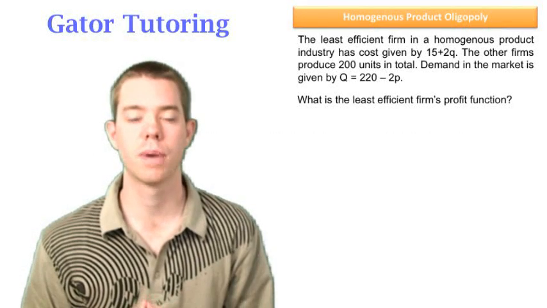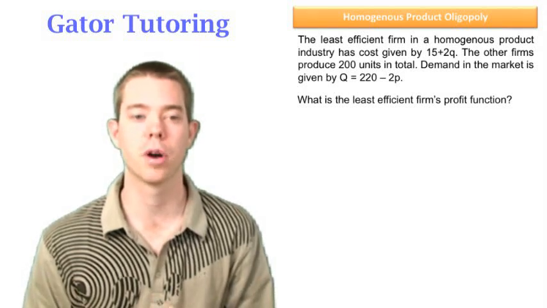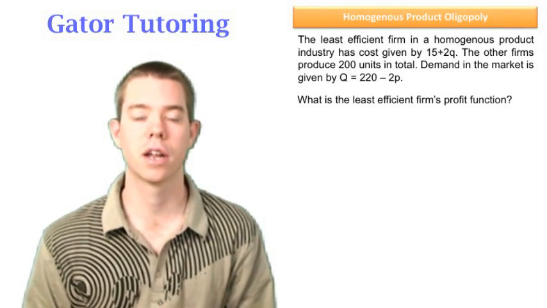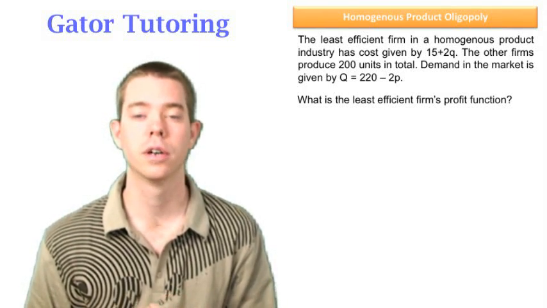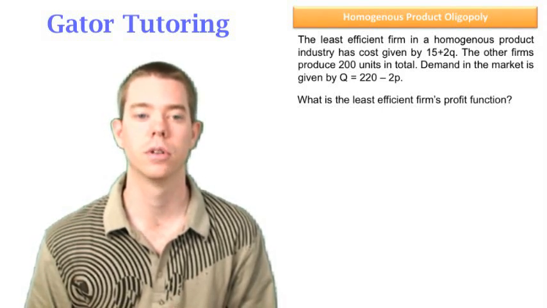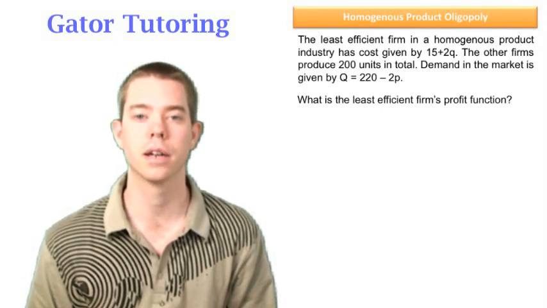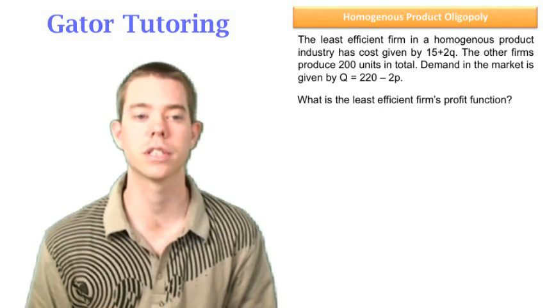It tells us some information about the least efficient firm in a homogeneous product industry, and then it tells us that all other firms produce 200 besides the least efficient firm, and it gives us the demand function, which is Q equals 220 minus 2P. The question says, what is the least efficient firm's profit function?